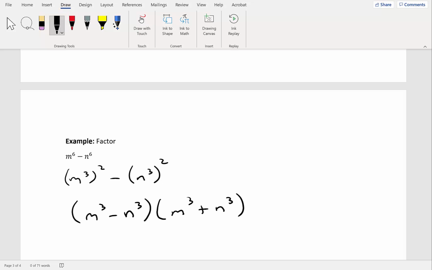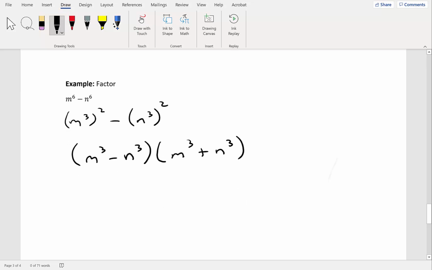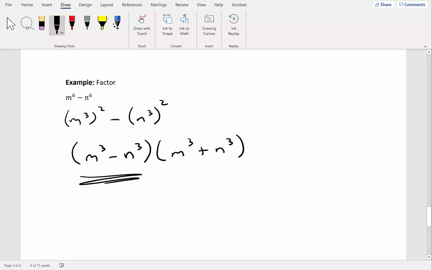But now each one of these binomials, I could factor out some more. So the first binomial I have right over here, this is a difference of 2 cubes. So let's go ahead and use the difference of 2 cubes formula to factor that out. So I would have m minus n times, I have m squared plus mn plus n squared.